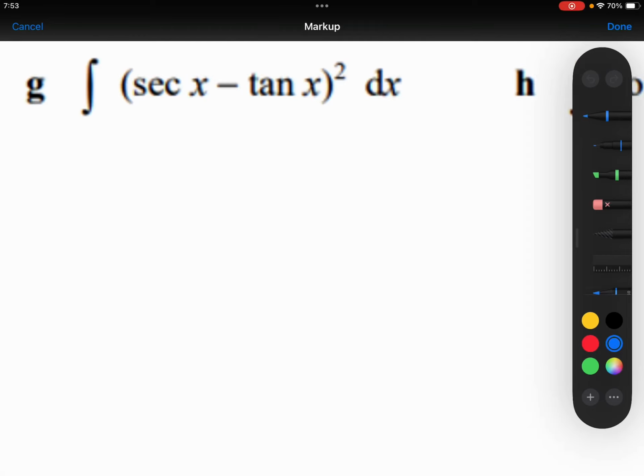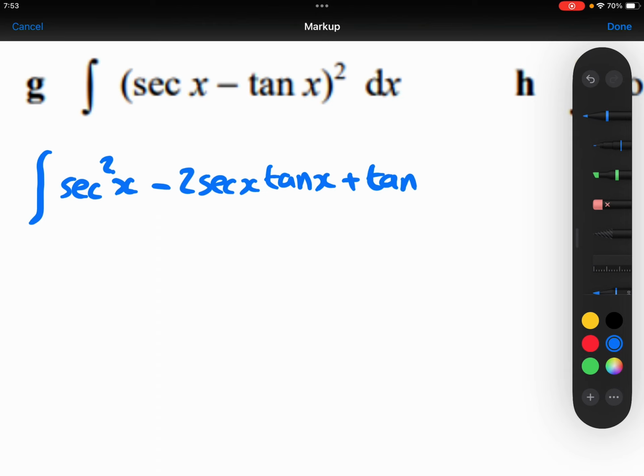I'm first going to expand these brackets to get sec squared x minus 2 lots of sec x tan x plus the integral of tan squared x. Now, we know sec squared integrates to be tan, so that's nice and easy. The sec x tan x, that is also on the formula sheet. That's going to integrate to be sec x. The one thing that isn't is tan squared.